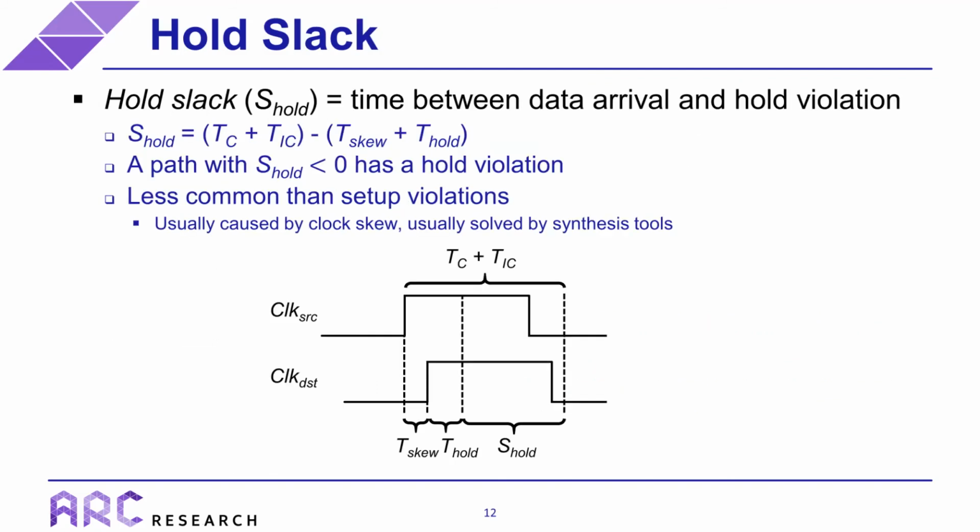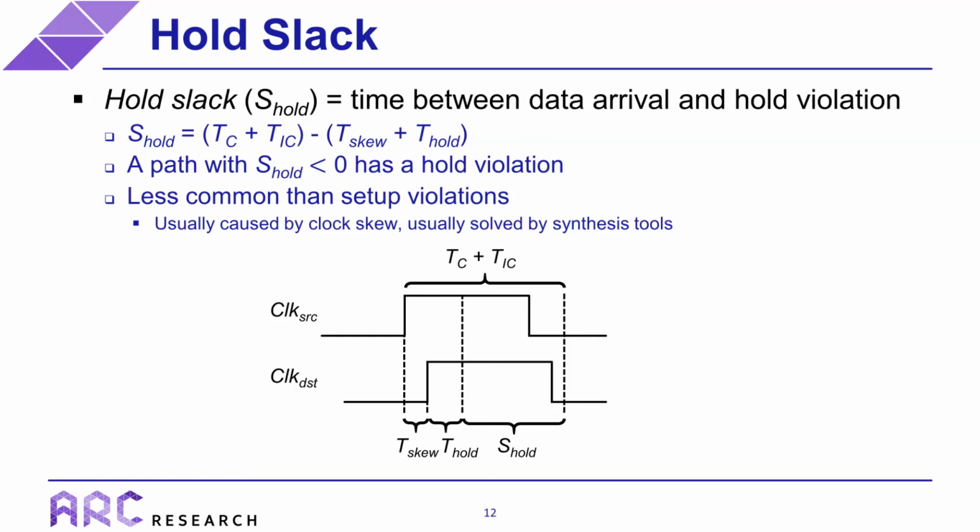Just like we had a setup slack, we also have a hold slack concept, which is defined similarly. The hold slack is the time between the arrival of data at the destination flip-flop and the hold violation time for that flip-flop. Mathematically, this is equal to the delay between flip-flops minus the sum of the clock skew and hold time.